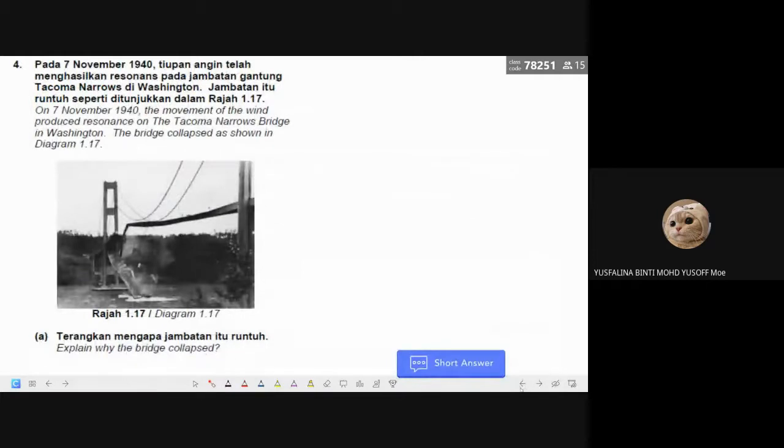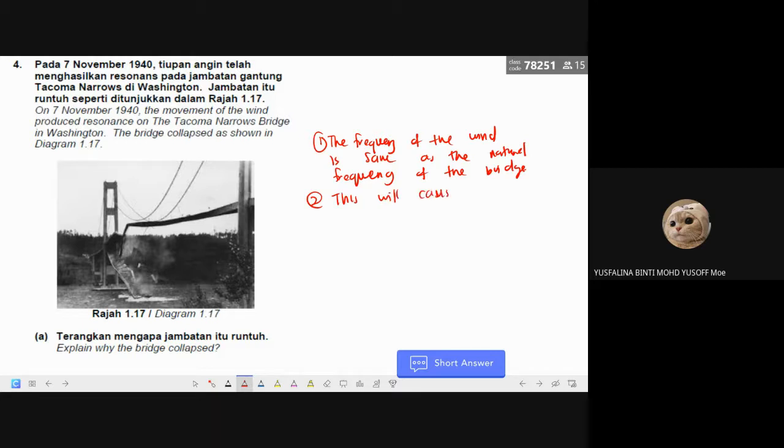Alright, so explain why the bridge collapsed. Okay, so the first thing you have to say is that the frequency of the wind is the same as the natural frequency of the bridge. Okay, so this will cause the bridge to vibrate in maximum amplitude. Okay, and number 3, the bridge will collapse. Okay, so that's the answer.